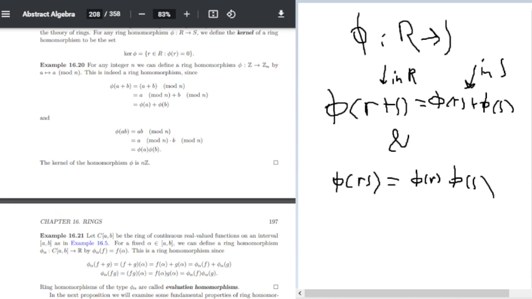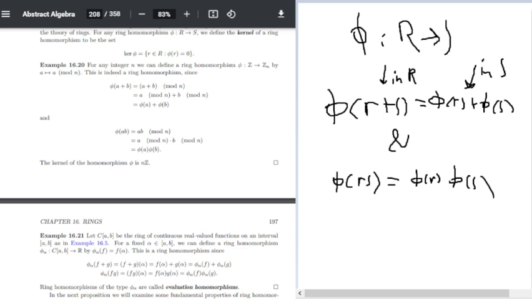Example 16.20. For any integer n, we can define a ring homomorphism φ from Z to Z mod n by a goes to a mod n. This is indeed a ring homomorphism, since φ(a + b) is equal to (a + b) mod n, which is equal to a mod n plus b mod n, which is equal to φ(a) + φ(b).